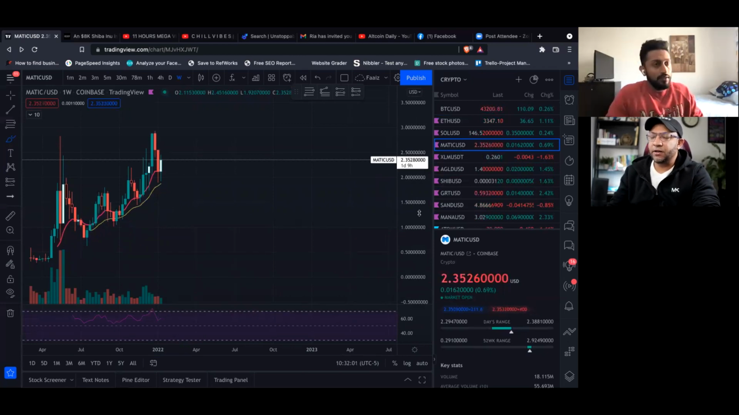They just did their upgrade for their mainnet, which is why it's holding up. And with Ethereum 2.0 coming up, hopefully by the summer of 2022, we can see Matic going into the bull trend as well. That's right.